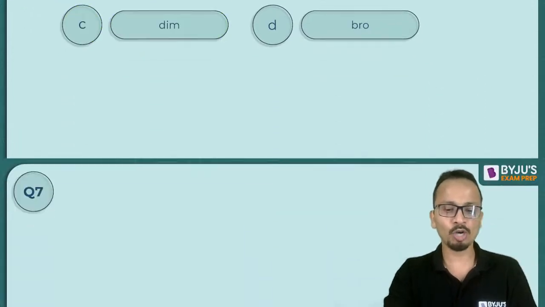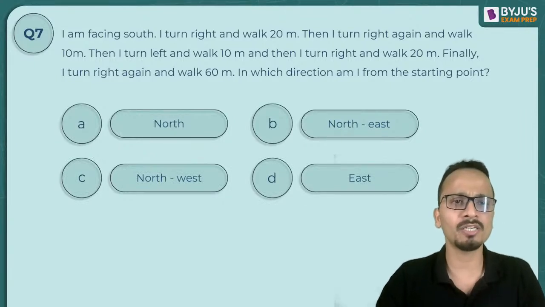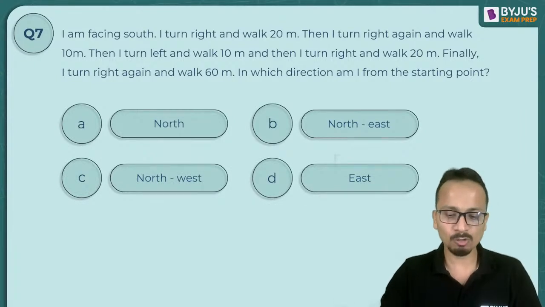So this is how we solve these type of questions. Okay. Now let's move on to the next one, question number 7. Question number 7 is an easy question on direction sense. So quickly read it out and give me a quick answer for this one.